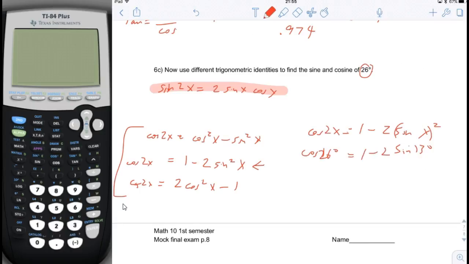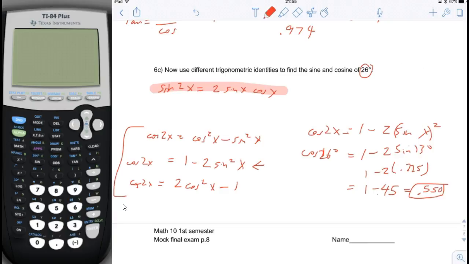Now all I need to do is substitute in the sine of 13 degrees, which is 0.225. Okay, so it's 1 minus 2 times 0.225, which is 0.450. It's 1 minus 0.45, which is equal to 0.55. So the cosine of 26 degrees is 0.550.